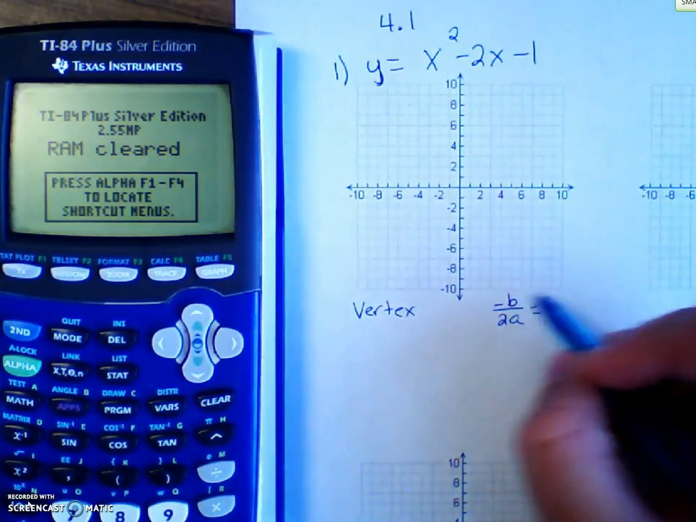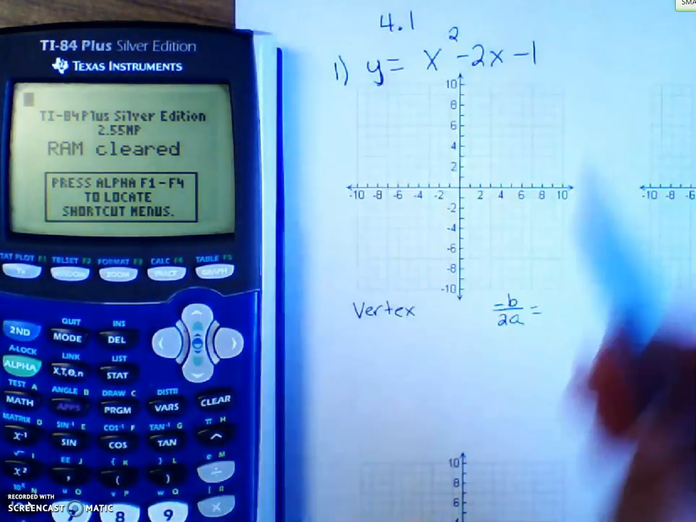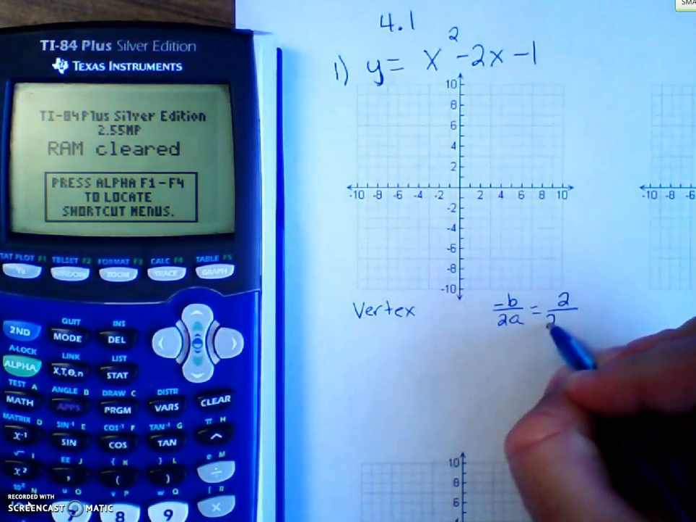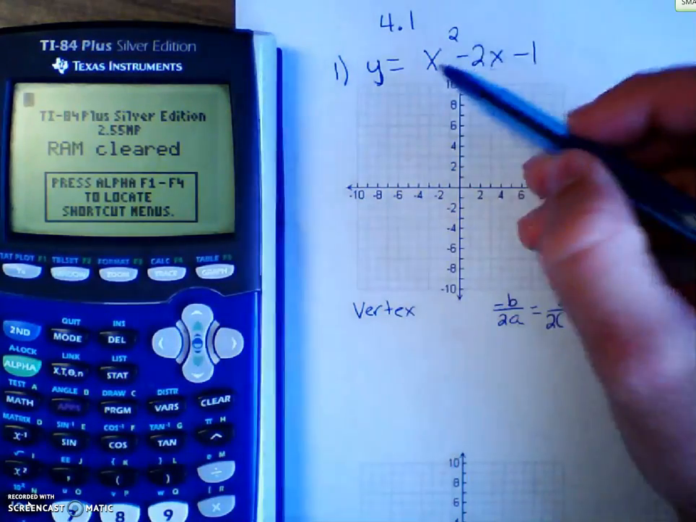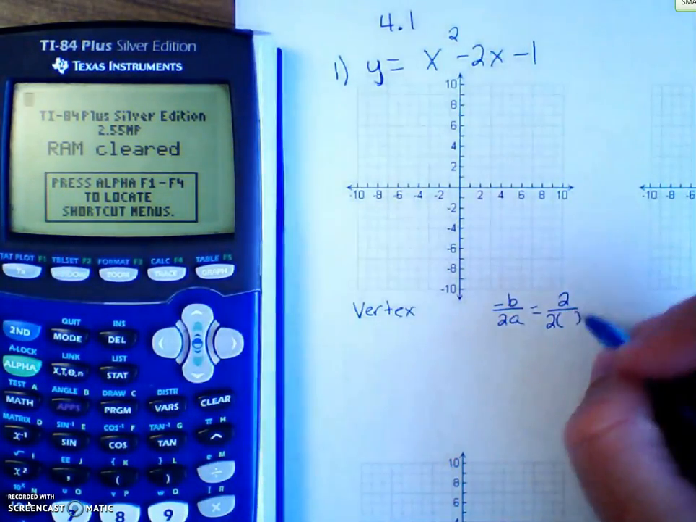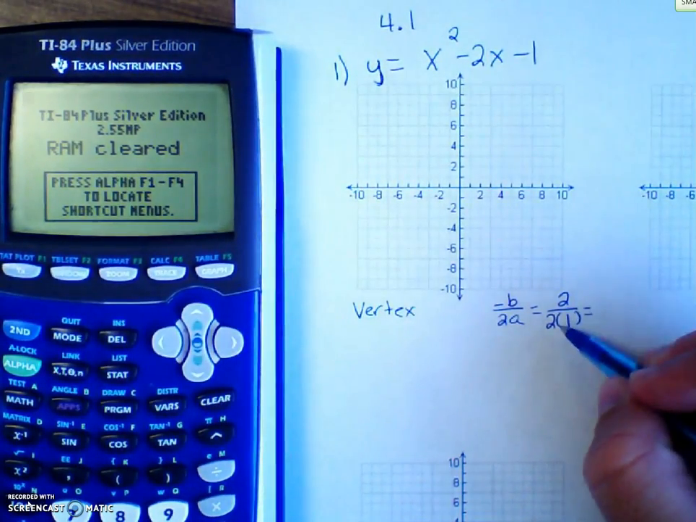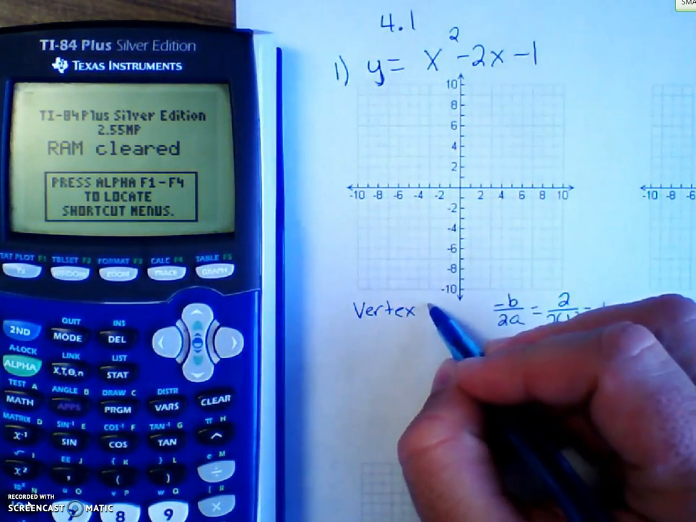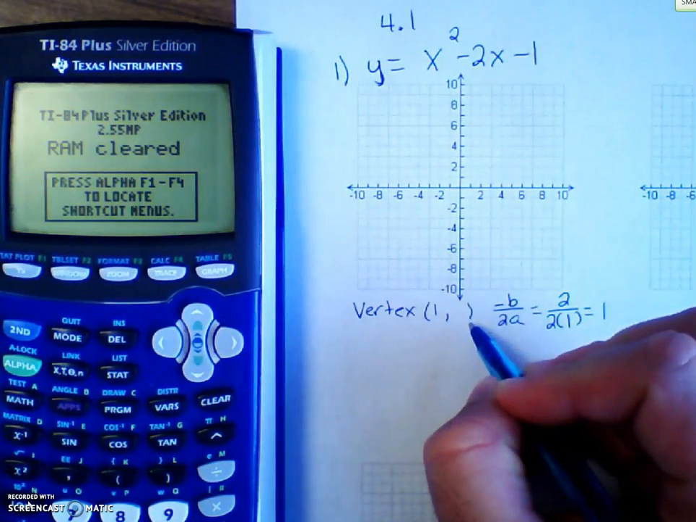Now your b in this case is negative 2, and we want the opposite of b, so it's going to be a positive 2 over 2a. Your a in this case is the number in front of the x squared, which is a 1. So when you simplify this, 2 divided by 2 times 1 will reduce to 1. So you know your vertex is 1 something.